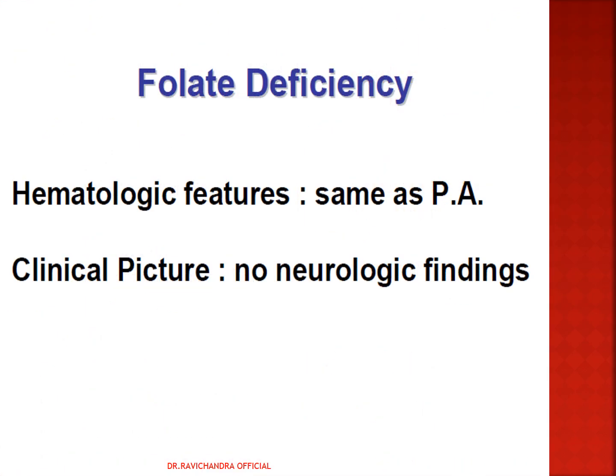Coming to folate deficiency, all the hematological features will be the same as those of pernicious anemia. In folate deficiency there will not be any of the neurological findings which are seen in megaloblastic anemia because of B12 deficiency.